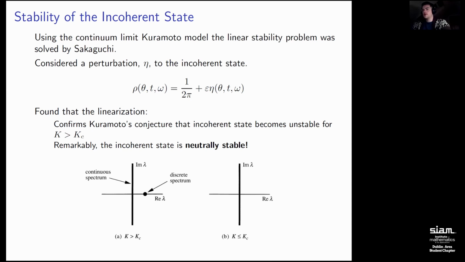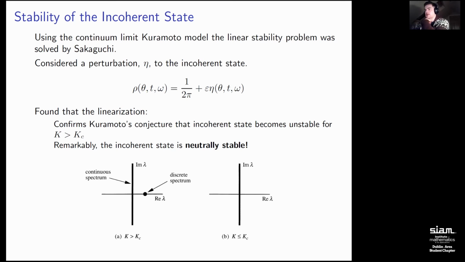Kuramoto had previously conjectured that the incoherent state becomes unstable as you go beyond the transition value. But he also conjectured that the incoherent state was stable below it, because all the numerical and analytical work he'd done had suggested such. But actually what Sakaguchi found was that it's neutrally stable. Now what's neutrally stable? It's basically not stable and not unstable. I can explain that in more detail later if you need me to, but essentially this occurs when the eigenvalues are purely imaginary.